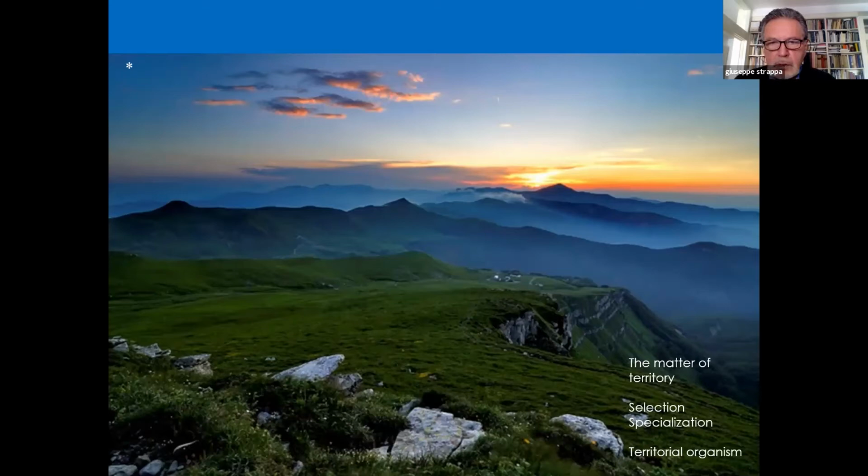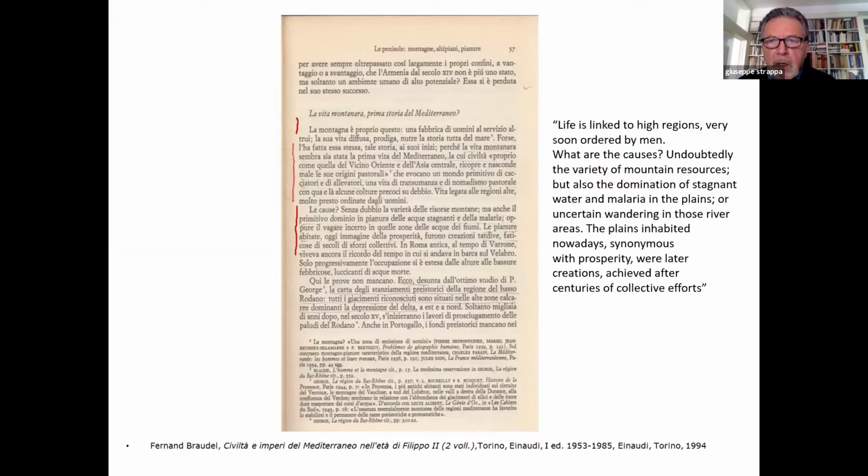But also because passing through the ridges is a way to orient in the territory. Everyone who has some confidence with the mountains knows that you must always follow the ridge to be oriented. So here are some phrases by Fernand Braudel, a historian and also, we can say, a geographer, who wrote the wonderful book The Mediterranean and the Mediterranean World in the Age of Philip II.